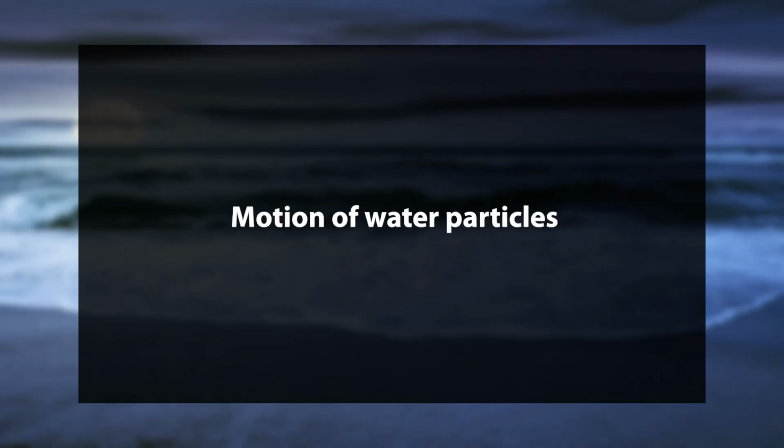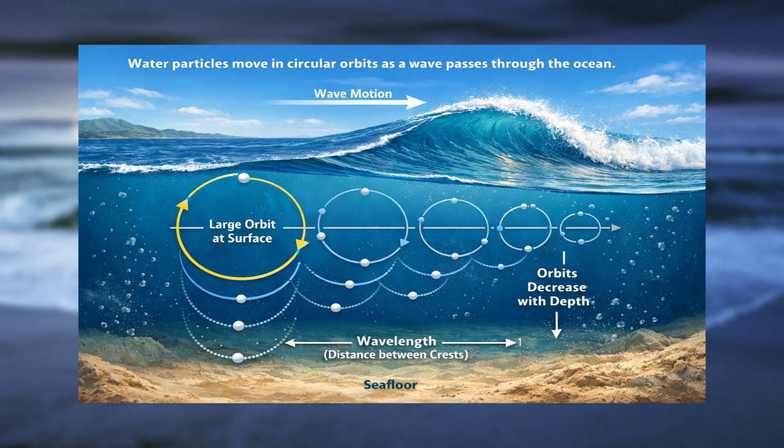Motion of water particles. The fundamental concept behind oceanic wave creation is the movement of water particles. As a wave travels across the oceanic surface, the water itself does not progress forward. Rather, the water particles follow small circular paths called orbits. These orbits are largest at the sea surface with a diameter approximately equal to the wavelength. When the wave reaches a crest, the water particles move forward in the same direction as the wave energy.